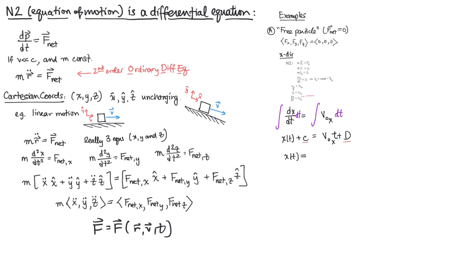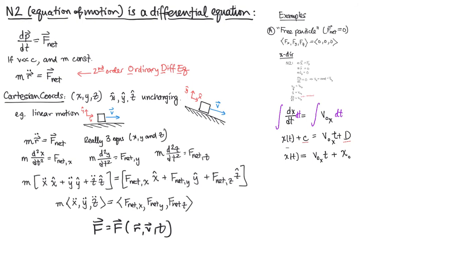I dropped a t. When we integrated v naught, we get v naught t. So on the right-hand side, v naught x t plus some other constant, which ends up being the initial position at t equals 0 in this case.